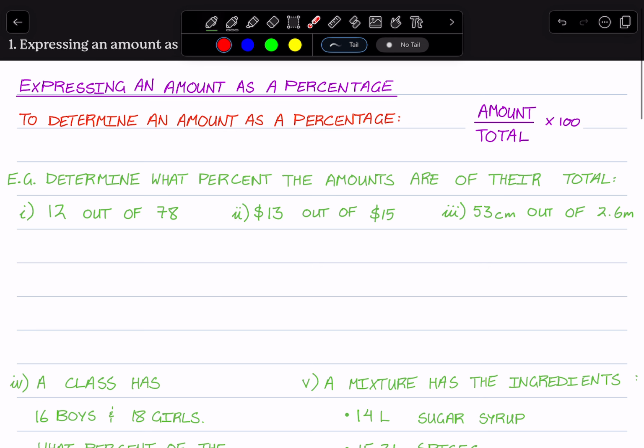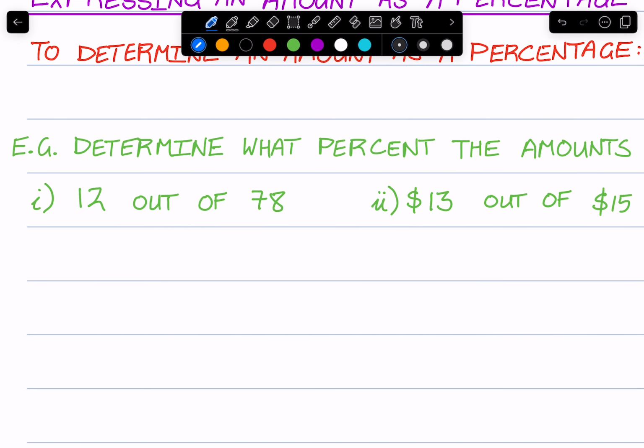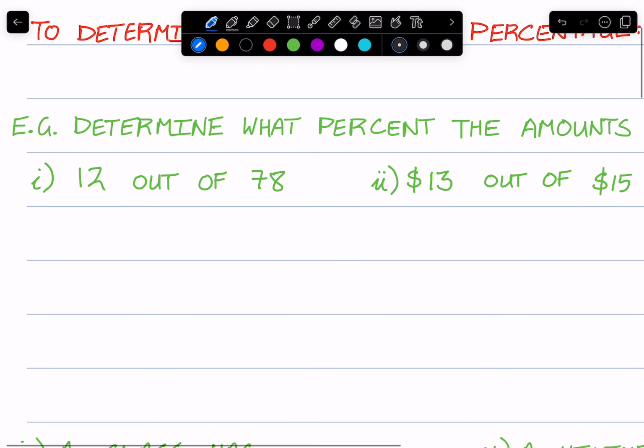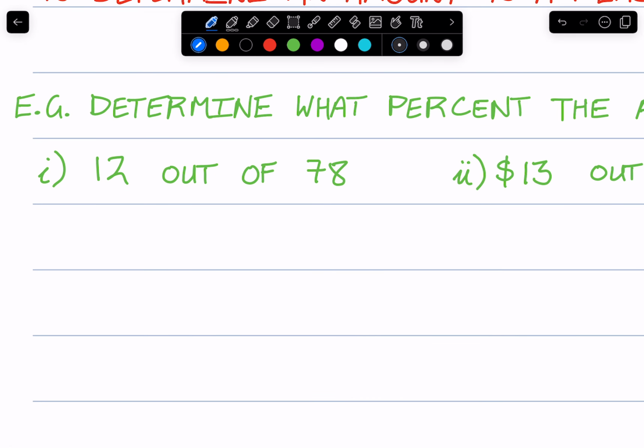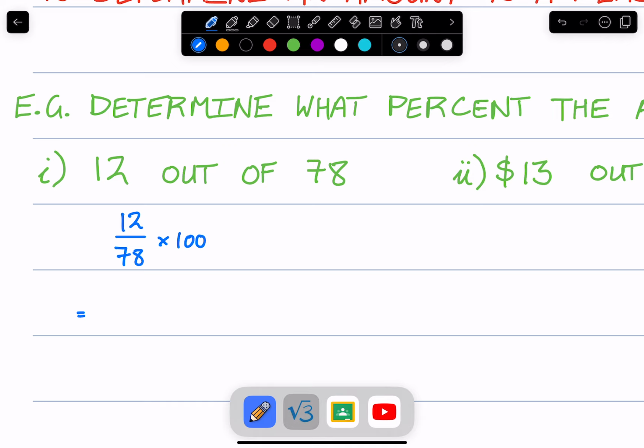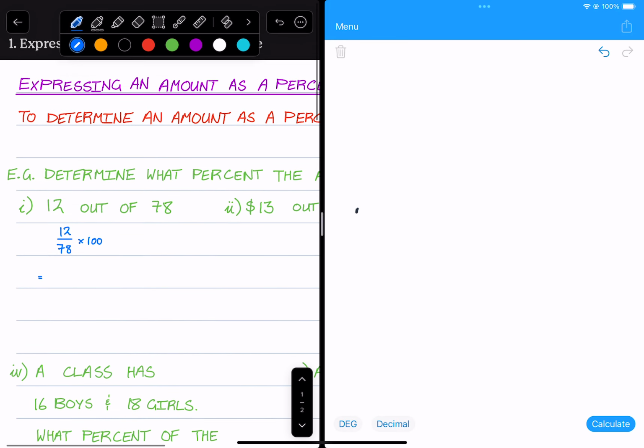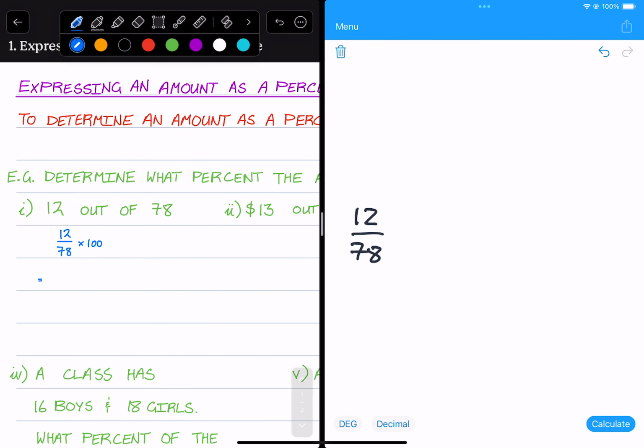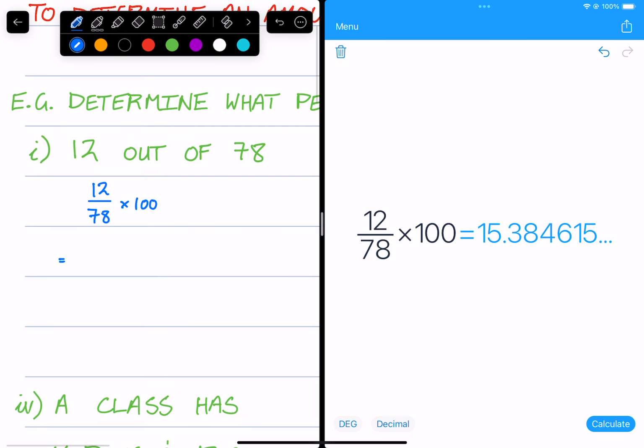So let's go straight into an example here. 12 out of 78. In this instance, there are no units of measurement. So the amount we're looking for is the 12 out of the total of 78, and we multiply that by 100. So 12 out of 78 multiplied by 100, we get 15.38%.